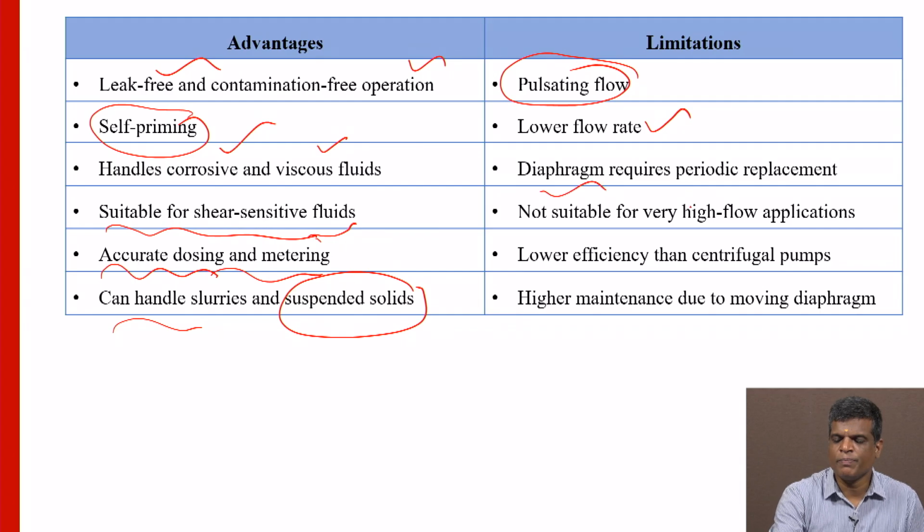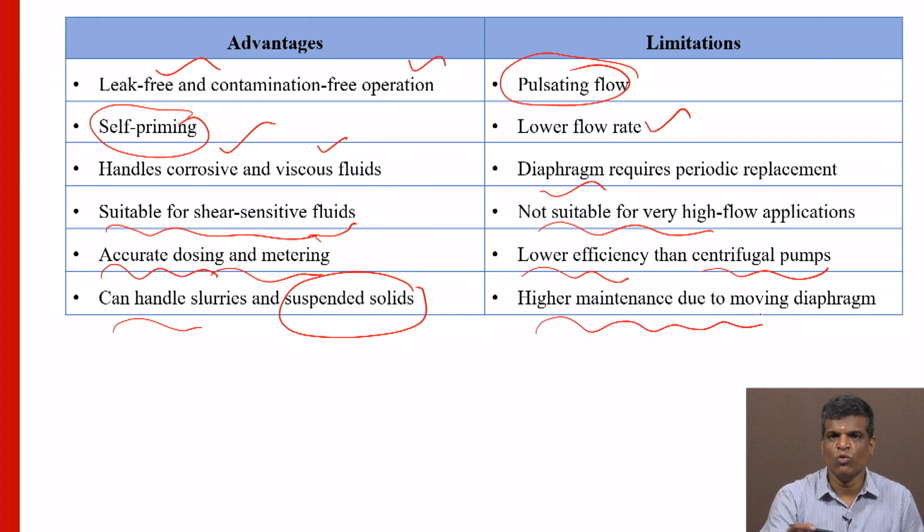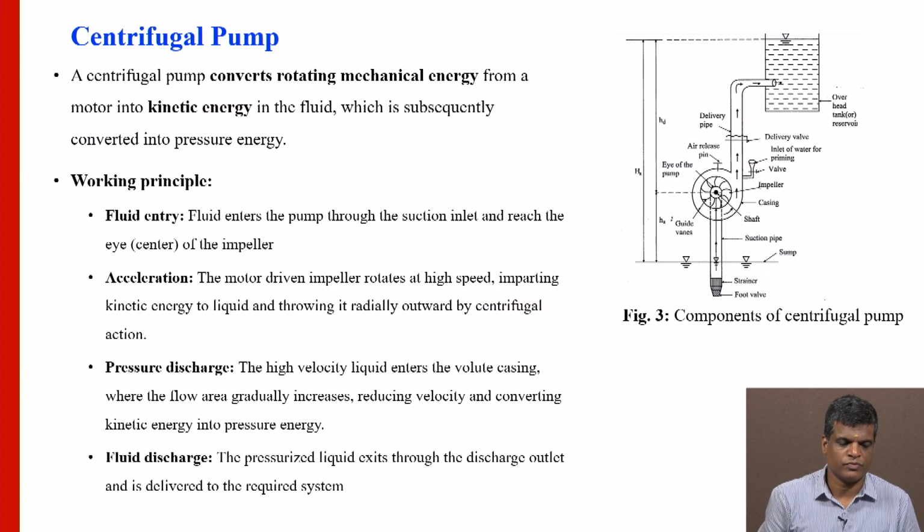Then the diaphragm requires periodic replacement. We have to replace it periodically. It's not suitable for very high flow rate applications. Of course, it has lower efficiency than the centrifugal pump, which we are using now, compared to that one. It's a lower efficiency here, but higher maintenance because the diaphragm is moving forward and reverse. So, the maintenance cost will sometimes go higher also. These are the limitations for this pump.